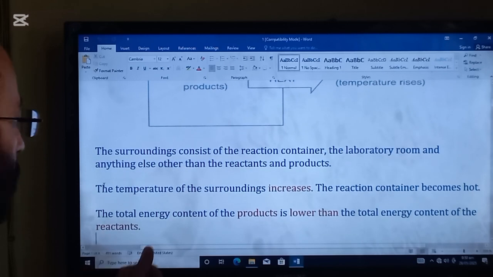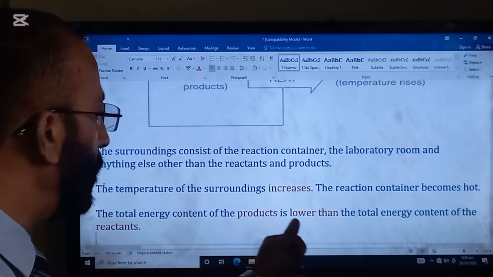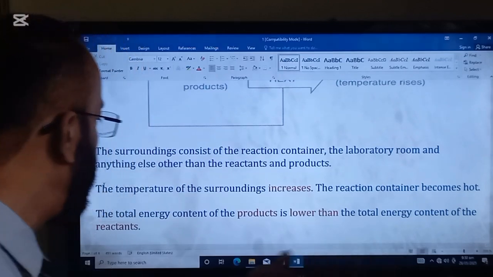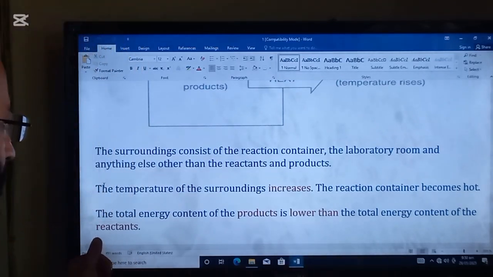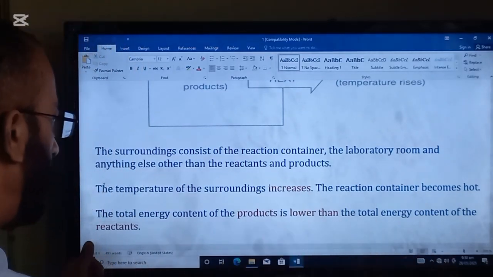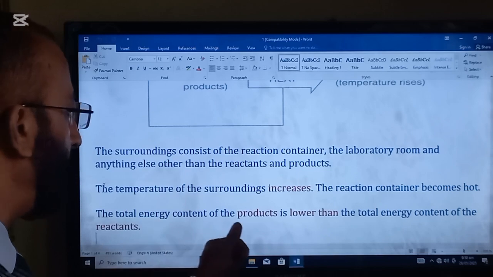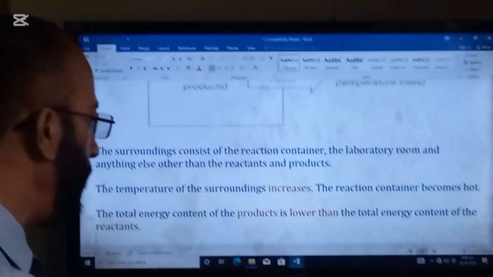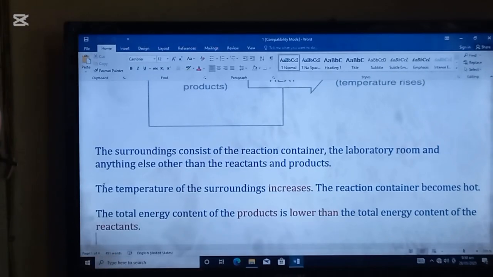The total energy content of the products is lower than the total energy content of the reactants because heat is given out. That's why the heat energy content of the products will be lower than that of the reactants.